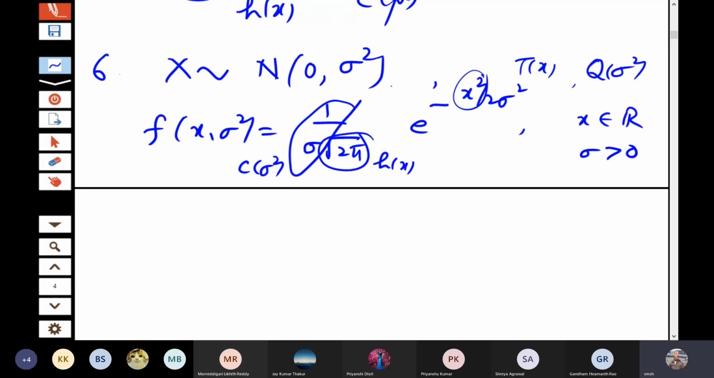Now, if I consider the two parameter normal distribution, then I need to define the multi-parameter exponential family. So let me consider that also here.